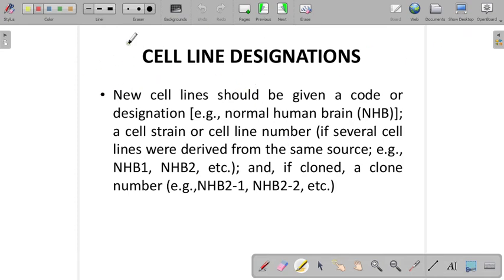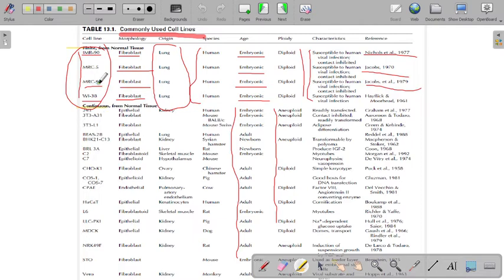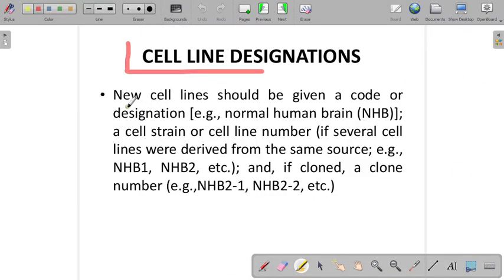Cell line designations, how we designate cell lines, right? This is very much important. We saw in our slide there is a term MRC5, WI38, or 3T3L1. What are they basically? A new cell line should be given a code or designation. For example, there is an organ like normal human brain. So this is the organ, and we pick up their initials. If we have prepared the cell line from brain, then the initial is NHB, normal human brain.